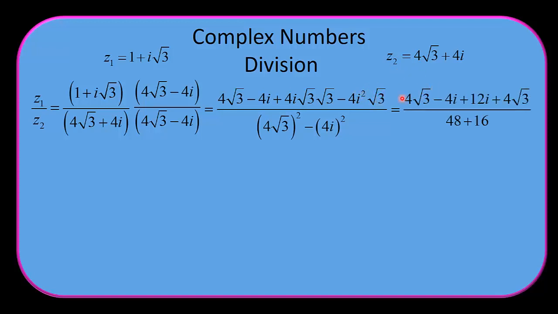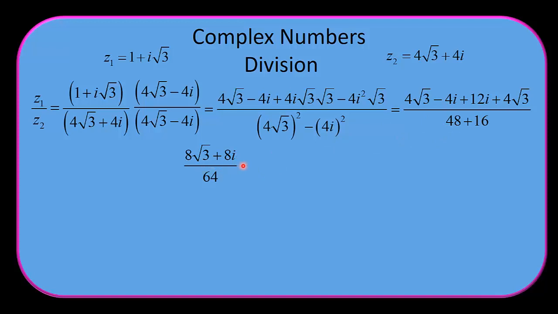Okay, now, also, notice I've got 12i here. That comes from right here where I have 4 times square root of 3 times square root of 3. Well, square root of 3 times square root of 3 is 3. So this is 3 times 4, which is 12. And now this is what I have. Now I combine 4 square roots of 3 with 4 square roots of 3 and get 8 square roots of 3. I have 12i minus 4i, get 8i, and then 48 and 16 is 64.